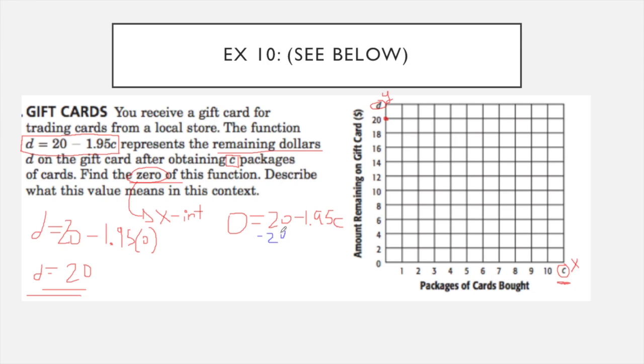So let's get rid of the 20 by subtracting. We have to do it to both sides. So this will cancel out. And on the left, we're going to get a negative number. So what do we see? Here, minus that, we get a negative 20 equals negative 1.95 times c.